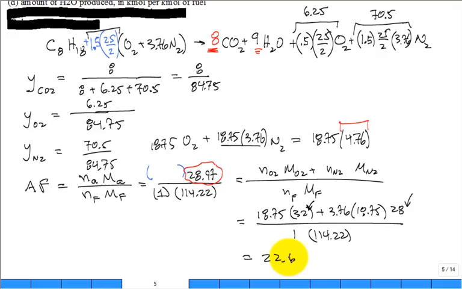Now maybe it makes more sense to say, look, I didn't do the numbers here. Let me just write it in equation format for dry air. 1.5 times 25 divided by 2 times 4.76. I can't hardly squeeze it all in, sorry. But that number right there will give you 22.6.